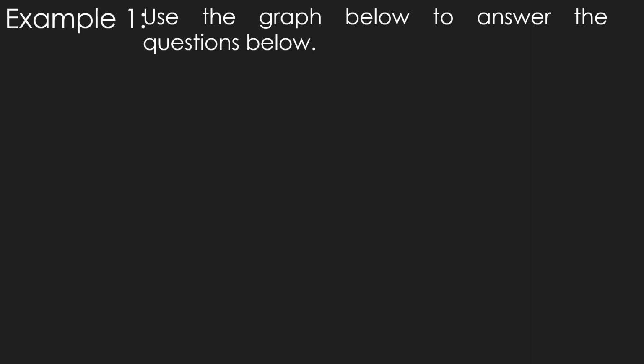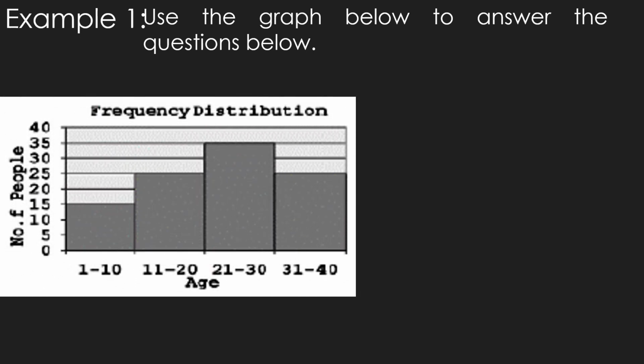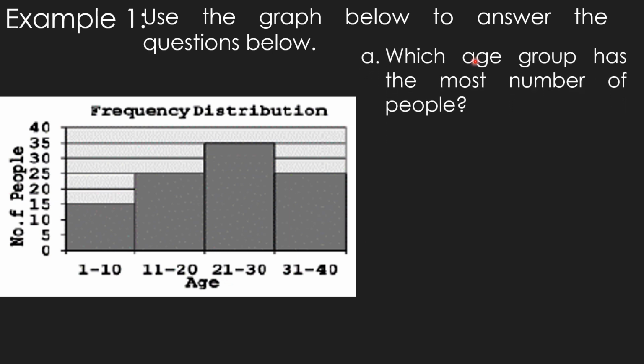Use the graph below to answer the questions. So we have here the graph, the frequency distribution. We have here the number of people, and on this side here we have the age. Question number 1. Which age group has the most number of people? So as we can see, the highest one here is 21 to 30. Therefore, 21 to 30 is the age group that has the most number of people.